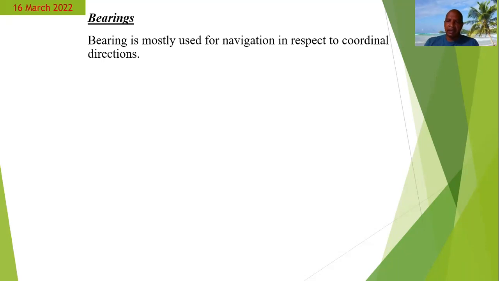Now, anybody familiar with the cardinal directions? What do you mean when we say the cardinal direction? Anybody know what we mean? Can I get a response from someone? Cardinal direction, students. Sir, like north, south, east, and west. Exactly. So when we are looking in terms of east, west, north, south, those are the four cardinal directions.